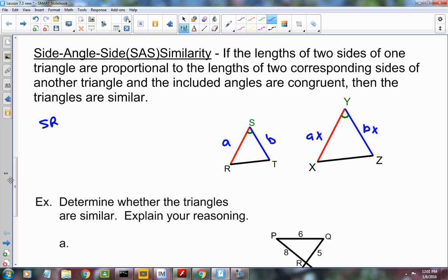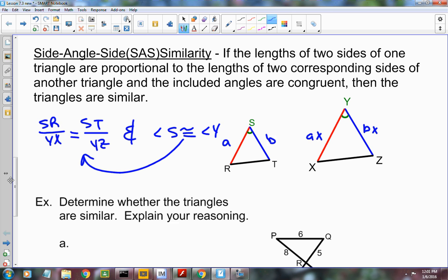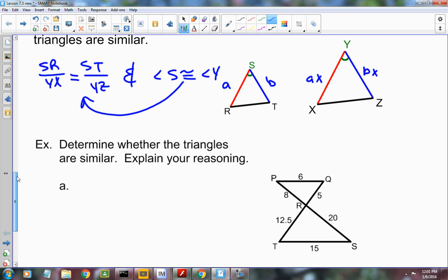So we have to show that SR is to YX, as ST is to YZ, and angle S congruent to angle Y. And again, that angle has to be sandwiched in between those proportional sides. Everybody got that?